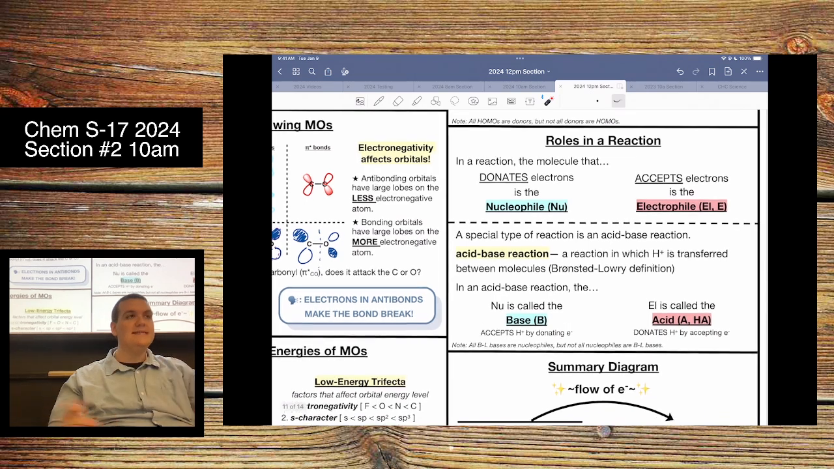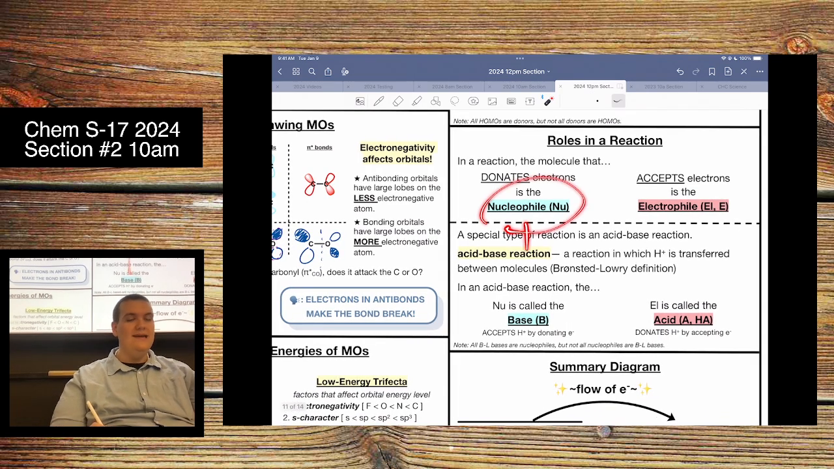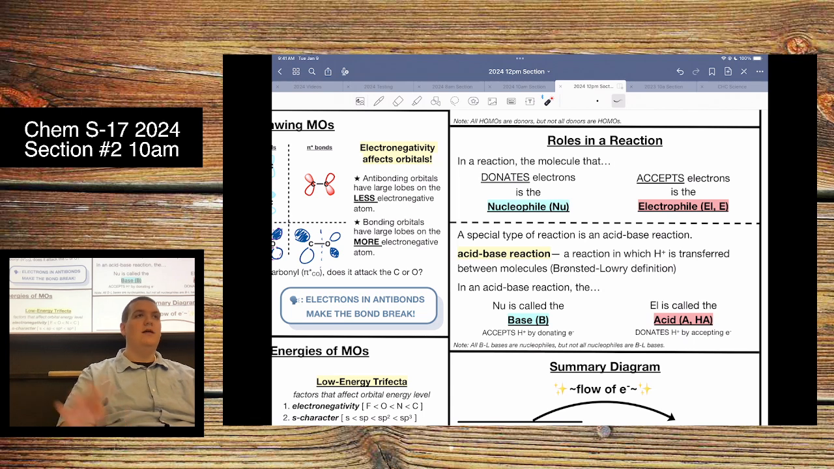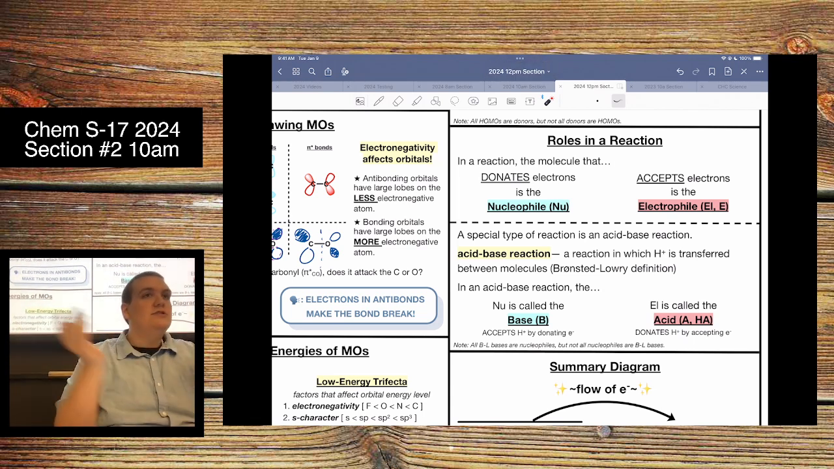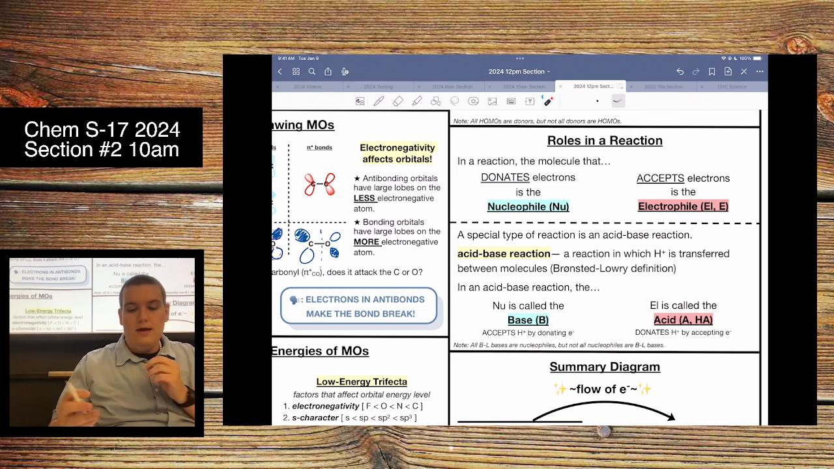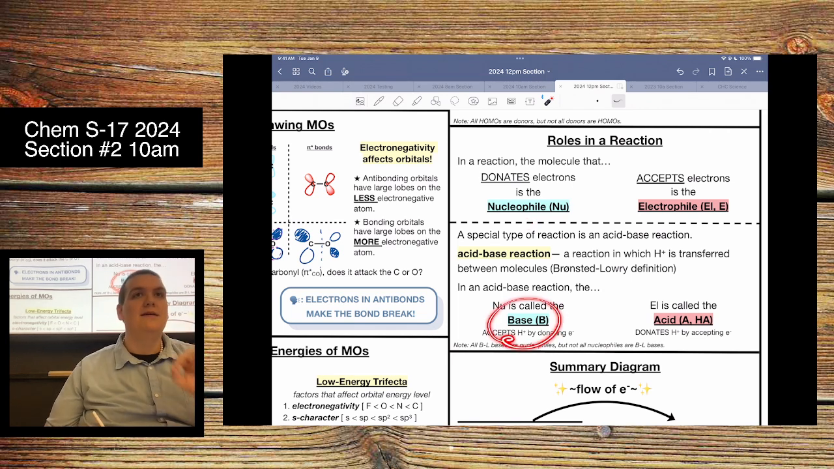And a specific type of nucleophile is a base. An acid-base reaction, you'll spend a lot of time on that in Gen Chem, right? We use the Bronsted-Lowry definition for all of organic chemistry. And so an acid-base reaction is a reaction that transfers a hydrogen. It transfers a proton, right? So in an acid-base reaction, the nucleophile is a base. A base is a specific type of nucleophile.